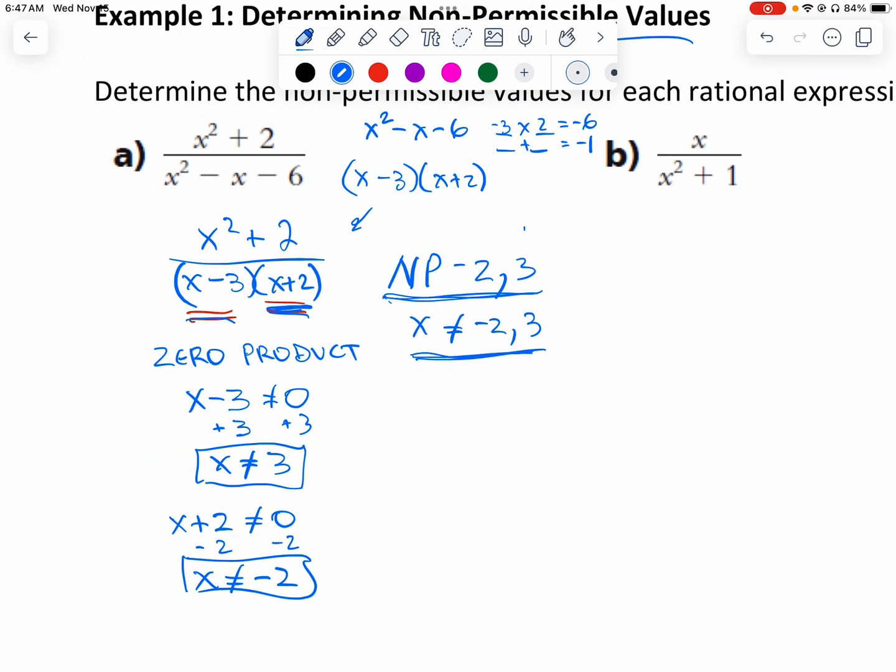Okay. Hopefully that wasn't too bad. That's all we're doing at this point, we are just determining non-permissible values. We're trying to figure out what makes these expressions not work. We're going to do one other little thing, but that's the main part of section 1 here. So now we go on to question B.